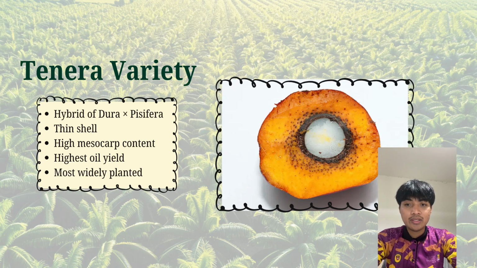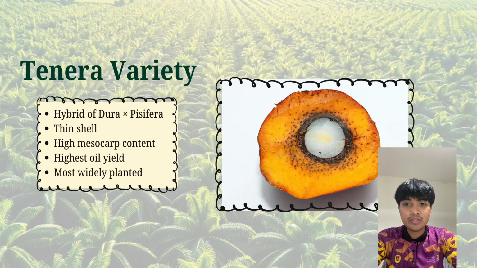From Dura, it inherits better bunch formation, while from Pisifera, it inherits thinner shell and higher oil content. Tenera has a thin shell, usually around 0.5 to 4 mm thick, together with high mesocarp content. This allows more oil to be extracted from the fruit.